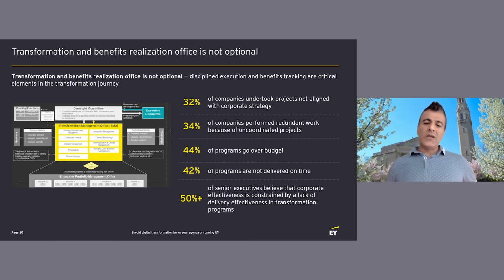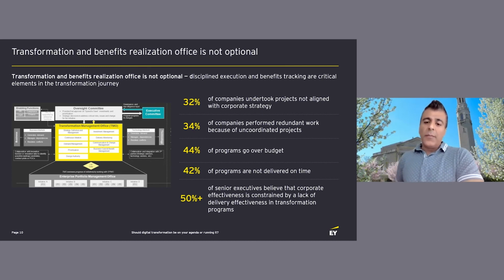A transformation is not a one time exercise, it's an ongoing journey, which is why compromising on a transformation and benefit realization office, which we've seen most companies underinvest in, is a clear reason why a lot of digital transformations do not scale. They start to suboptimize, invest in programs that are not driving ROI. They run into 34% of them actually do redundant work and uncoordinated projects.